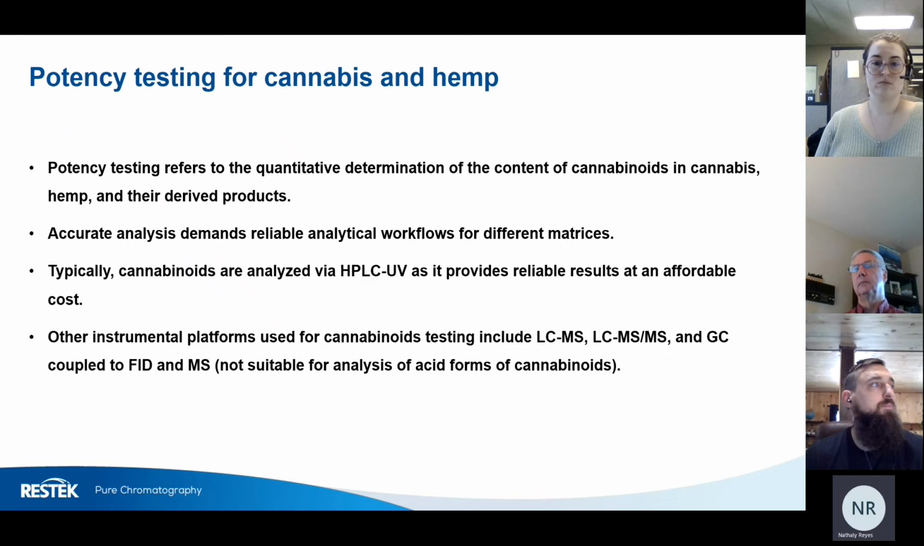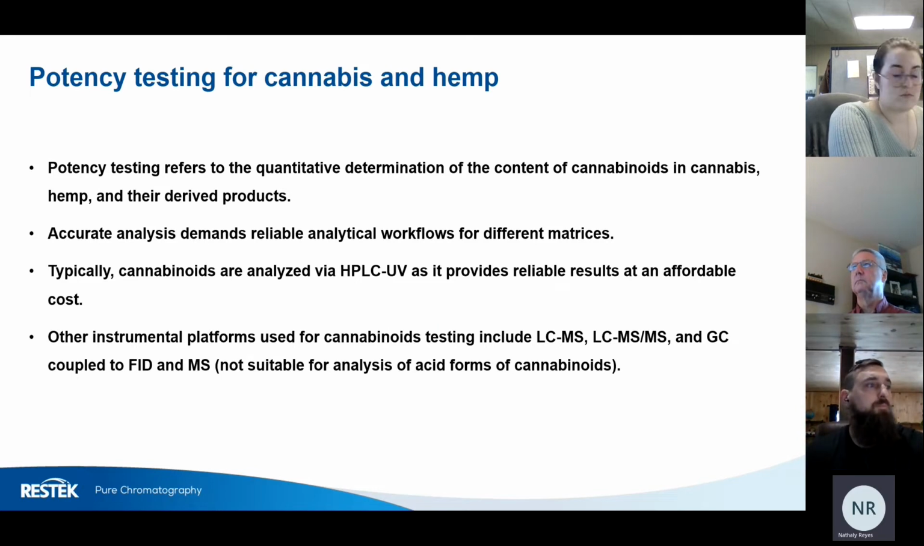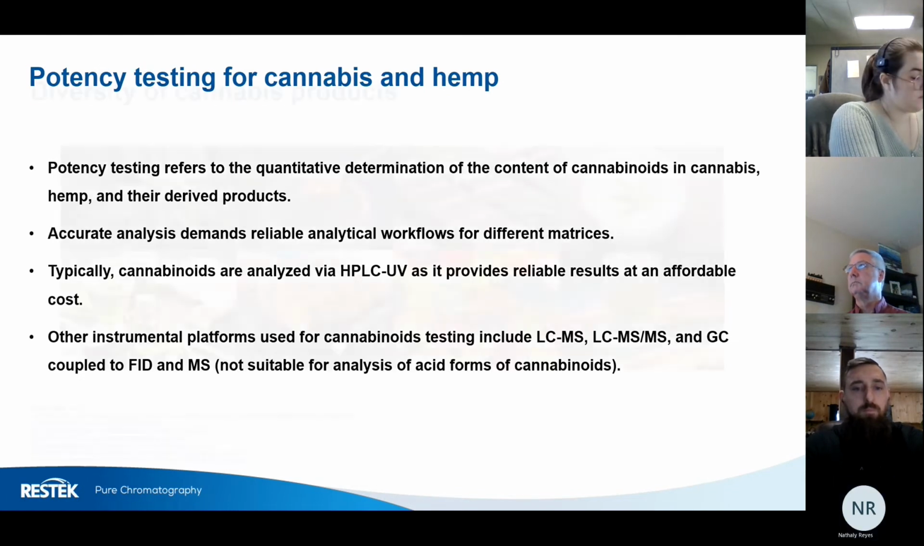There are other instrumental platforms that are also used for cannabinoids testing, and those include LCMS, LCMS-MS, which is of course the most selective one, however, it's also expensive. And there are some other approaches involving GC coupled to FID and mass spectrometry. However, when using GC, we cannot analyze all forms of cannabinoids.